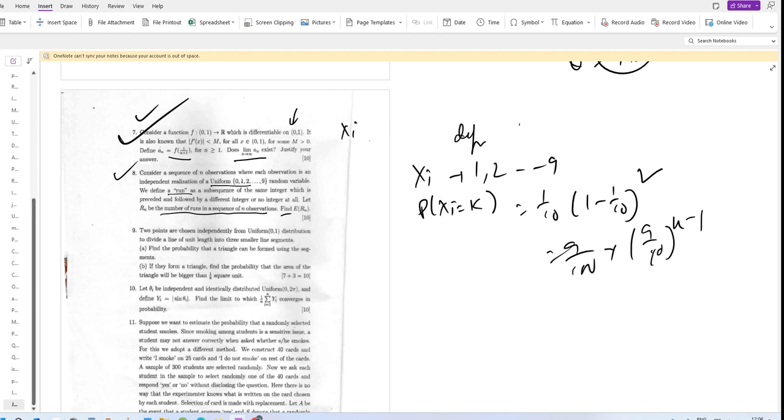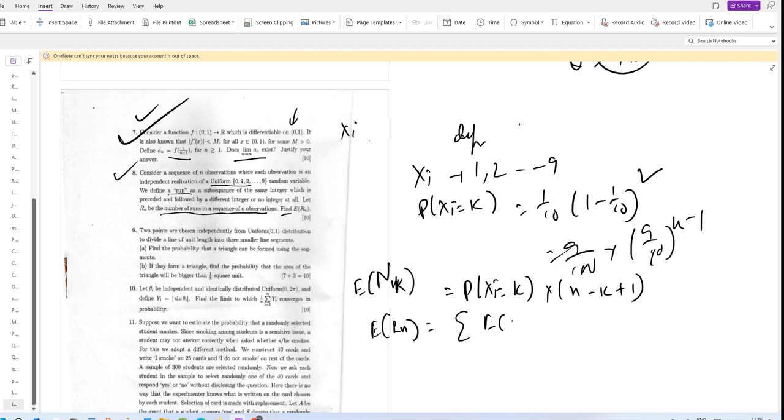So the expected number of runs of length k, E of nk, is given by P of Xi equal to k times n minus k plus 1. Therefore, the expected number of runs E of Rn is given by the summation of E of nk.